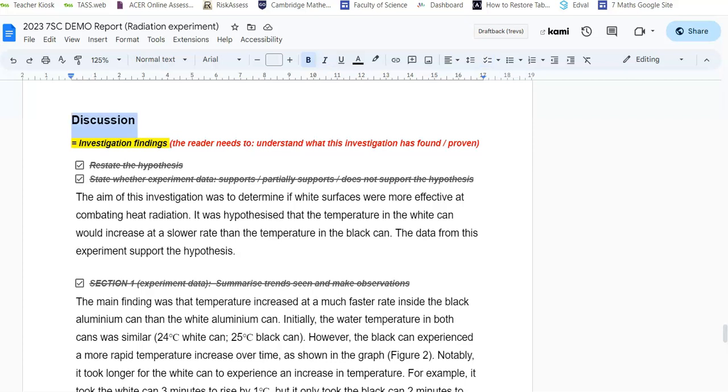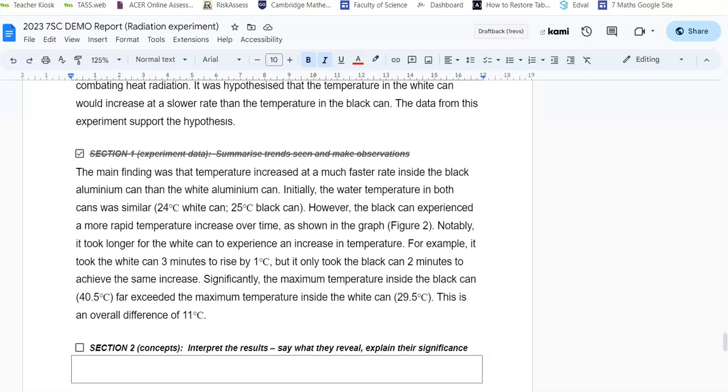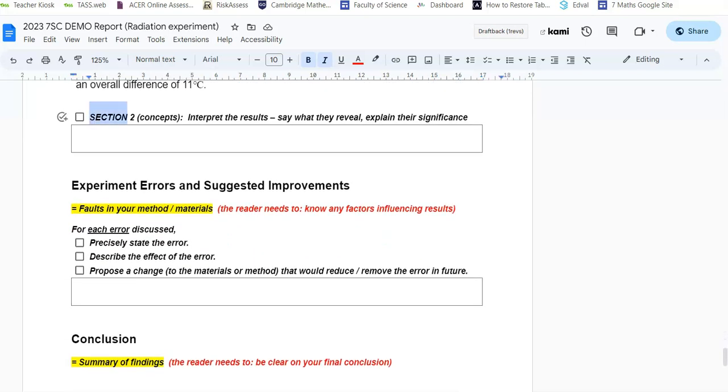This video has guidance on the second half of the discussion. That's after you've written about the experiment data. The final part is to explain what the investigation has found or proven. In section 2 of the discussion, do not repeat the data. In this section, focus on the concepts that underpin the data. This means the concepts discussed in the rationale.